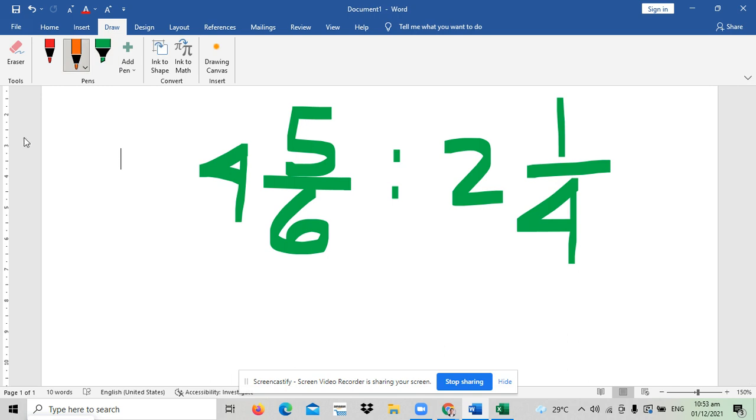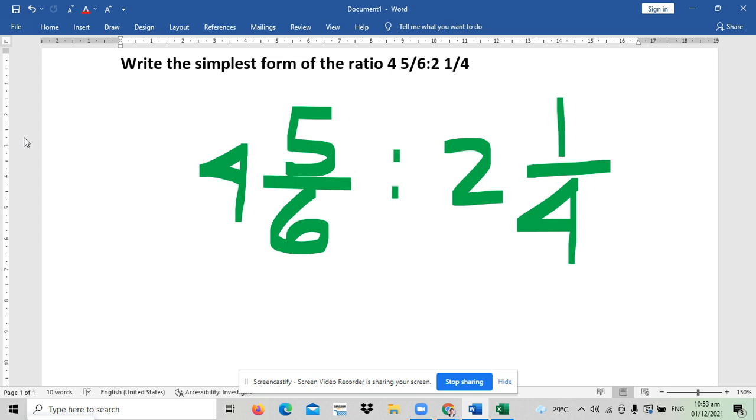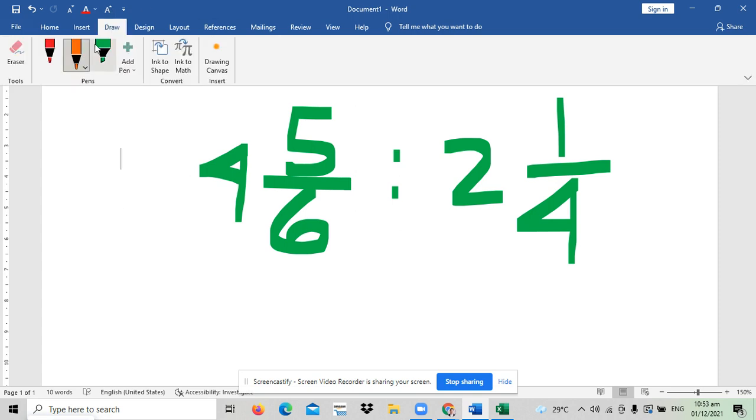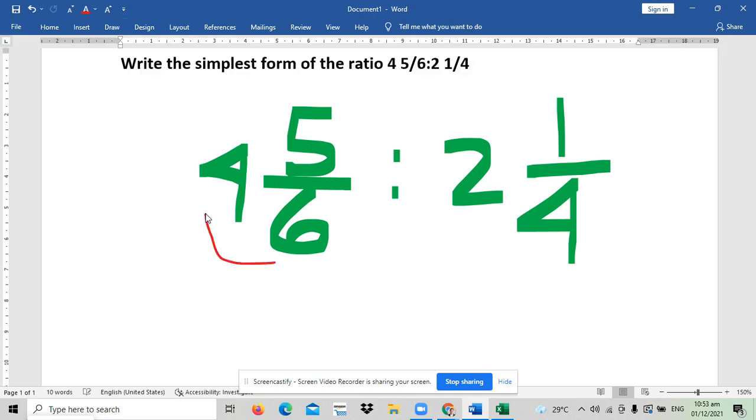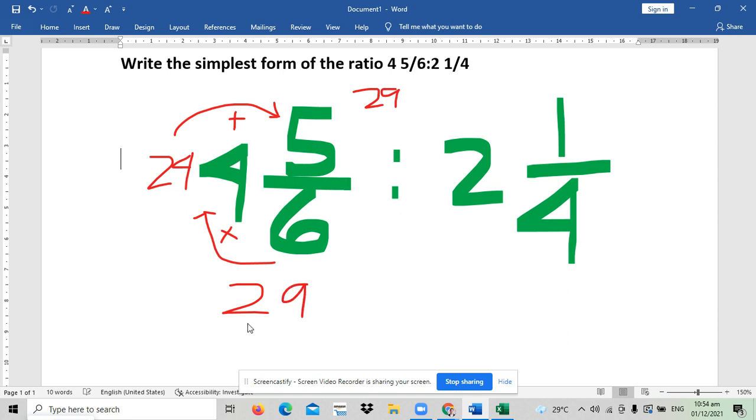To answer this, or to simplify this ratio, we will still follow the first step, which is to change the mixed fractions into improper. So 6 times 4 again is 24. And then 24 should be added to the numerator 5. And the result is 29. And so the improper form of this mixed fraction is 29, and then the denominator is still the same, over 6.